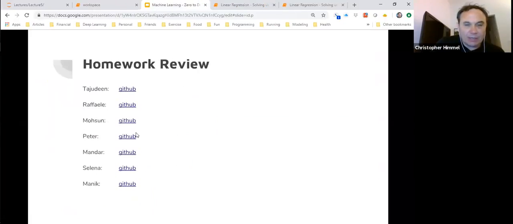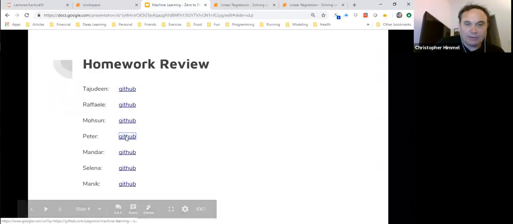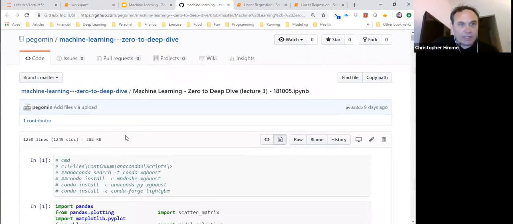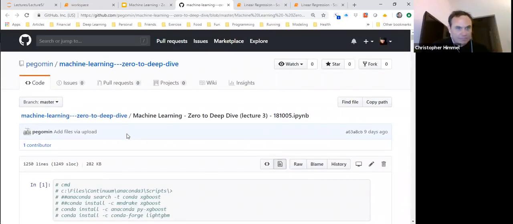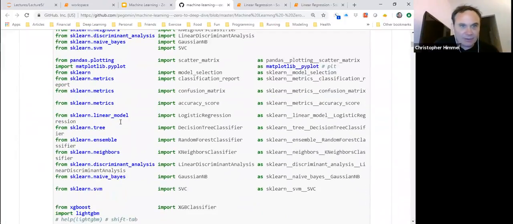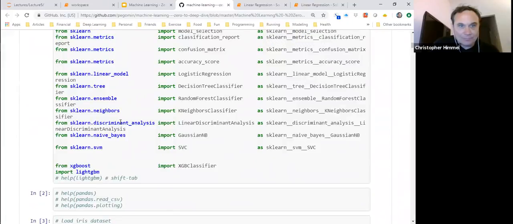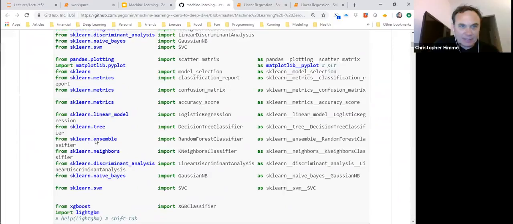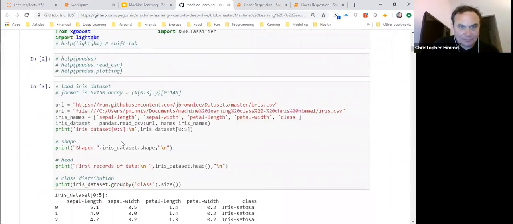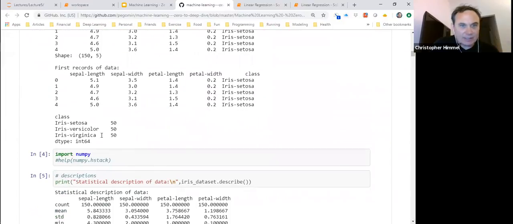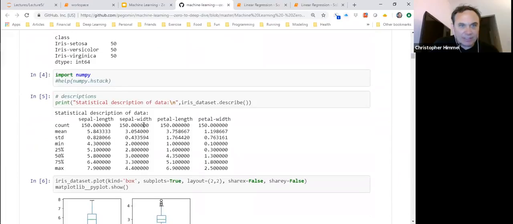All right, so I'm going to go over more of them later. Actually, let's do Peters, and then the rest of them I'm going to go over later if there's time at the end. Okay, so looking at Peters. Many more things are loaded in. It looks like more model types like naive Bayes, ensemble, neighbors. Okay, so we got the data set, showing the data set, breaking it down. There's 50 of each type.